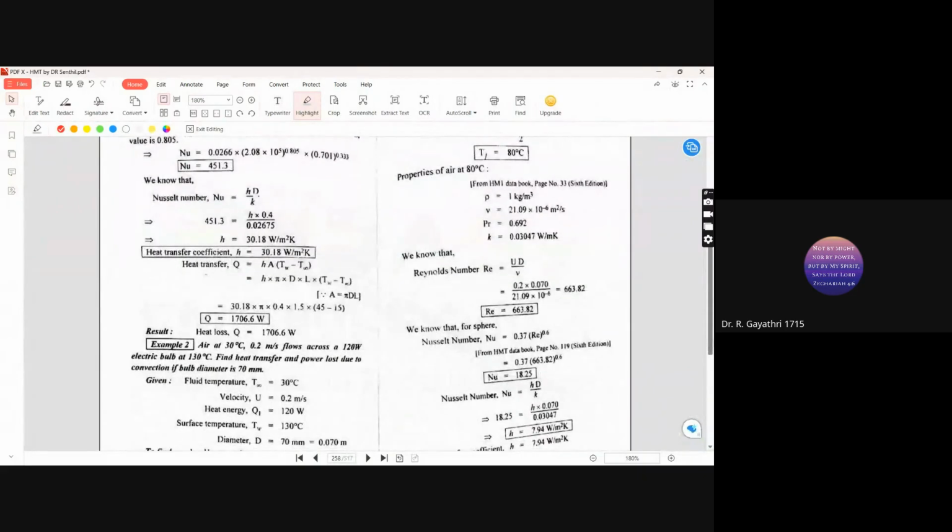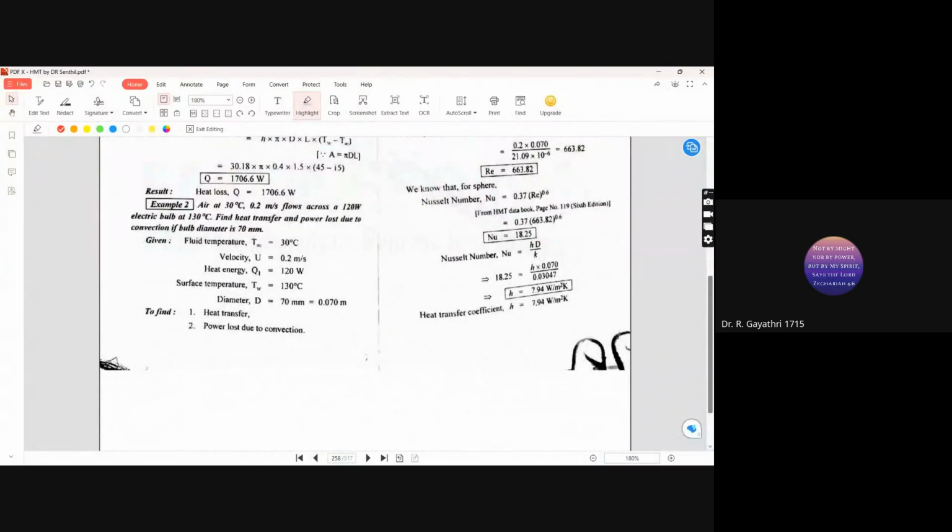For sphere, Nusselt number equation is 0.37 times Reynolds number power 0.6. After substituting Reynolds number value, we can find the Nusselt number, that is equal to Hd by K. So we got heat transfer coefficient H of 7.94 watt per meter square Kelvin.